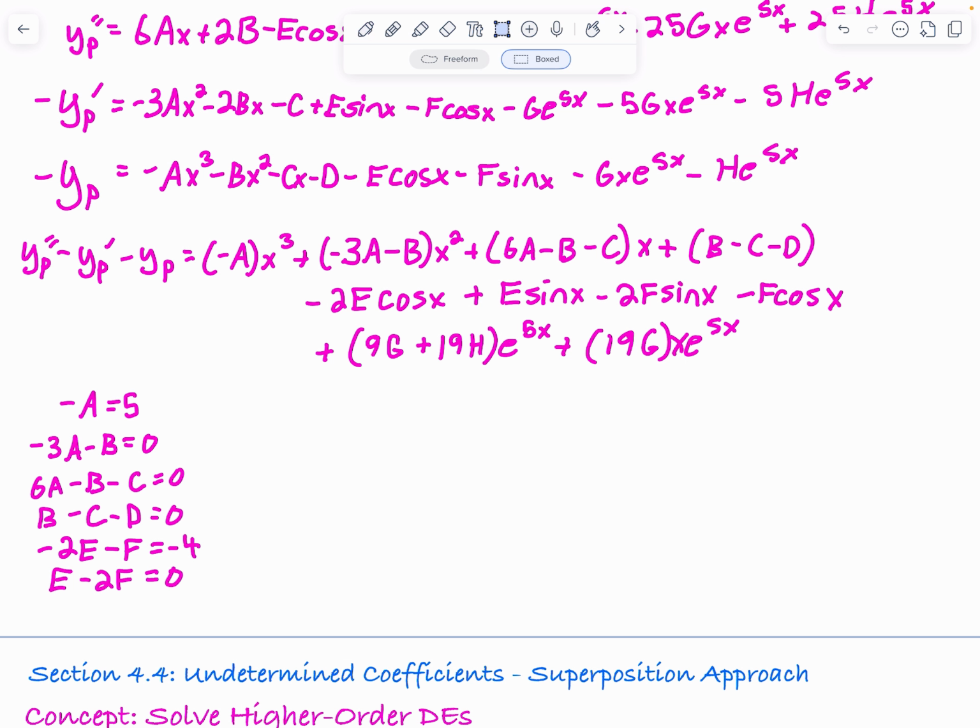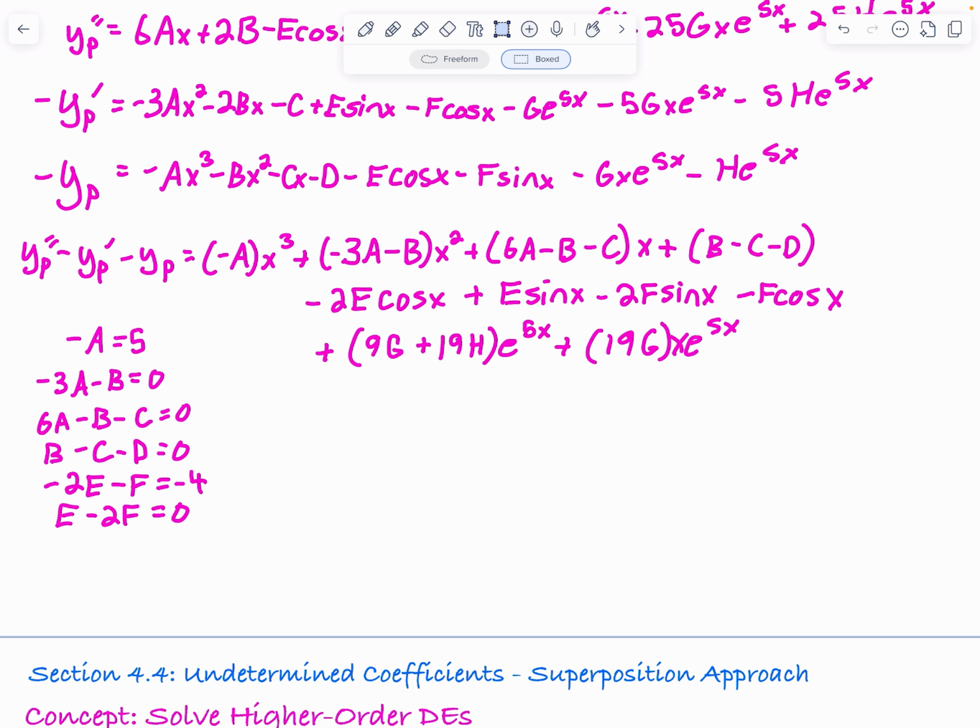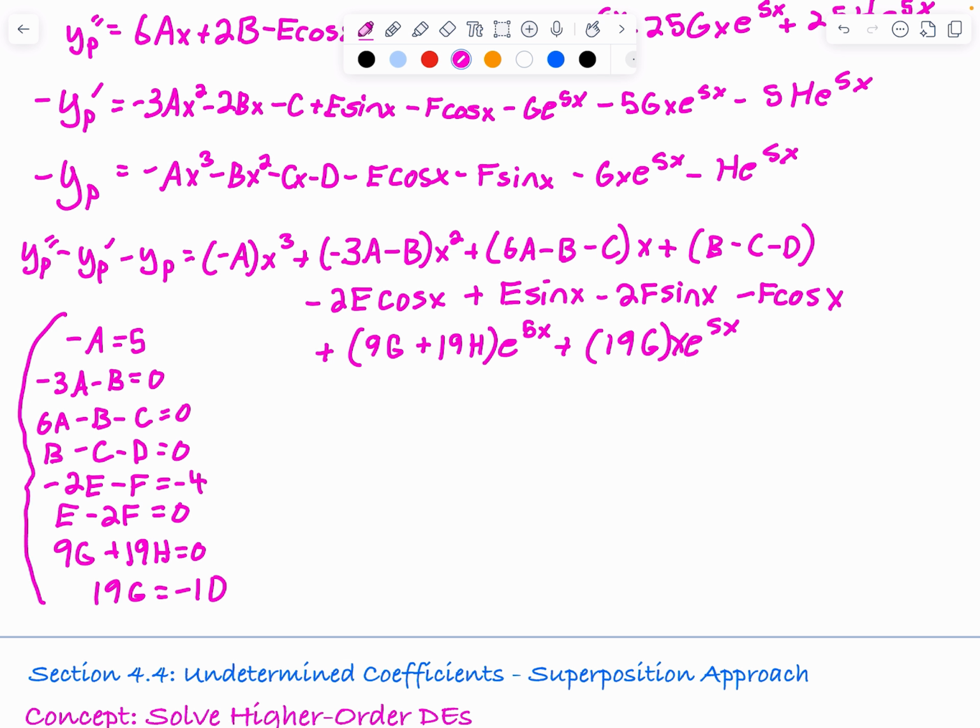I got to move this up just a bit. Okay, 9g plus 19h is 0. And then the last thing, 19g, better be negative 10. So here's my system. You can make a matrix if you would like. I did use some online thing to help. No, I think I did this one by hand. You do not have to do that.